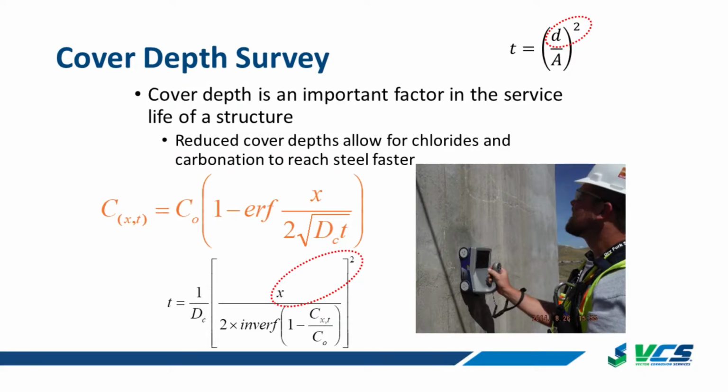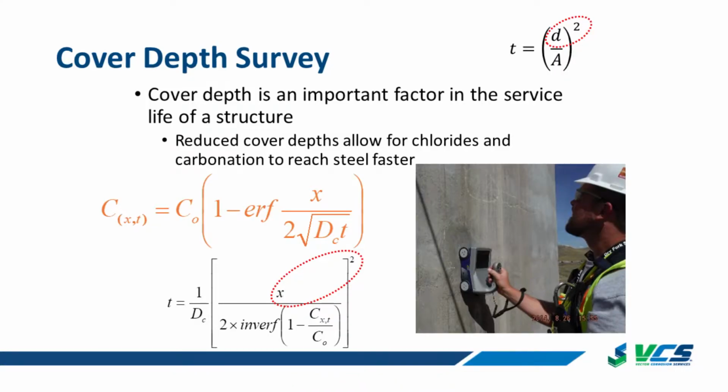But this equation is the diffusion equation for chlorides in concrete. And what it's saying is at some time t, at some depth x, the concentration of chloride in concrete. So x is the depth, t is the time, d is the rate at which chlorides are diffusing in the concrete. If we rearrange all of this and we want to say, well, how long, what time t, will our chloride concentration at the depth of the steel reach the threshold value? We see that the depth is squared.